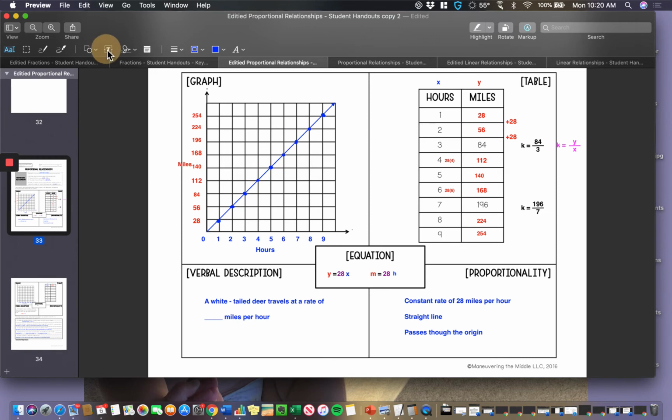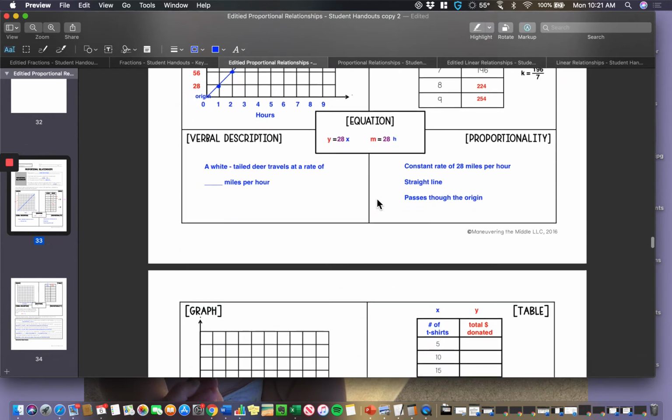And don't forget that your origin is located at the very start of your graph, right there. That's your origin, where 0 is. So it's got to pass through your origin. All right, moving on down.